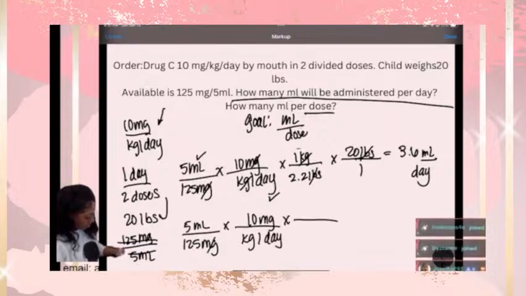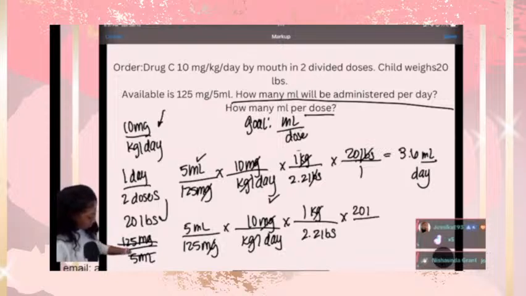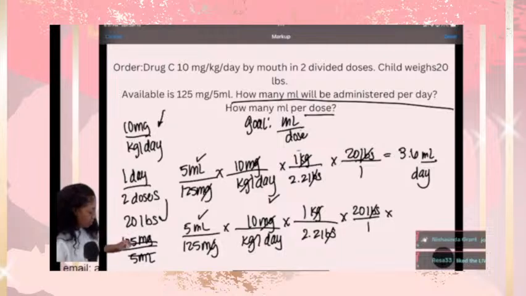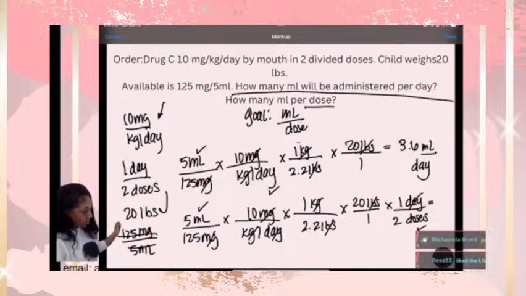Okay. Now that crosses out. 1 kilogram at the top, 2.2 pounds. Kg is gone. And now 20 pounds over 1, and your pounds are gone. And then we have milliliter at the top, but day. We need dose at the bottom, right? So in one day, there are 2 doses. So day is now crossed out, and you have mLs at the top and dose at the bottom.